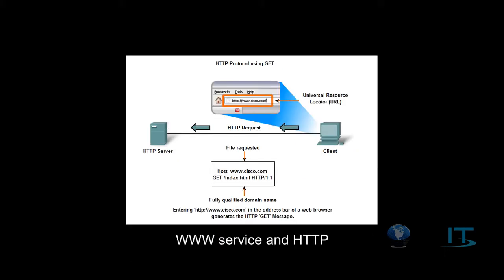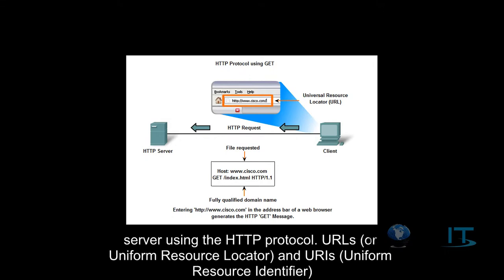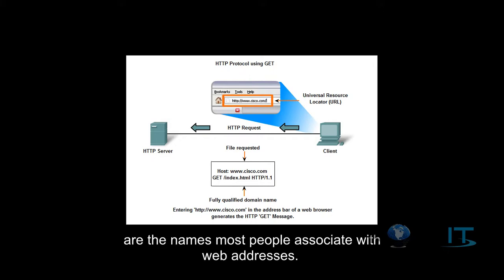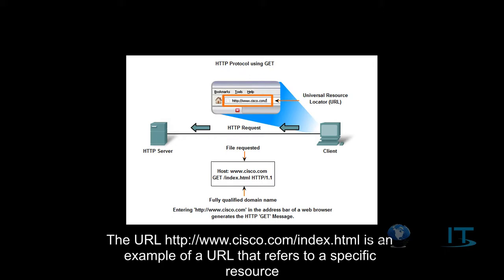Web service and HTTP. When a web address or URL is typed into a web browser, the web browser establishes a connection to the web service running on the server using the HTTP protocol. URLs, or Uniform Resource Locators, and URIs, Uniform Resource Identifiers, are the names most people associate with web addresses. The URL http://www.cisco.com/index.html is an example of a URL that refers to a specific resource.